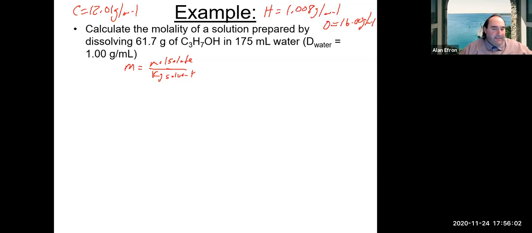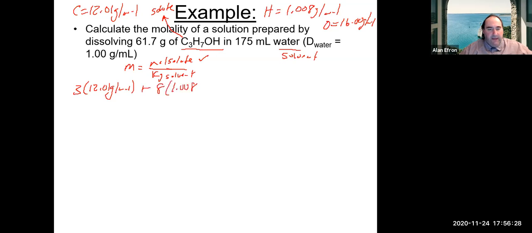So when we're doing this, we're taking 61.7 grams of our propanol here, and that is going to be our solute. Water here will be our solvent in this particular case. So we do need moles of the solute, so we'll need the molar mass of this guy. We've got 3 times 12.01 for our carbons, plus 8 times 1.008 for our hydrogens, and a 16 for our oxygen. Looking like we got 60.09 as our molar mass. So we'll use that to convert our grams into moles.